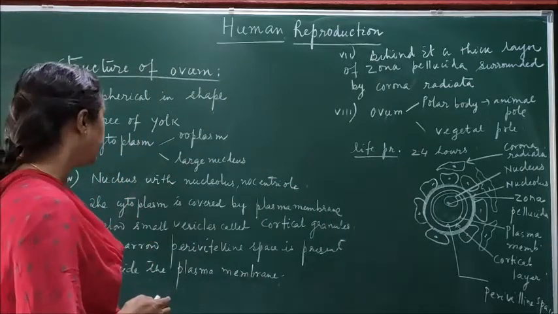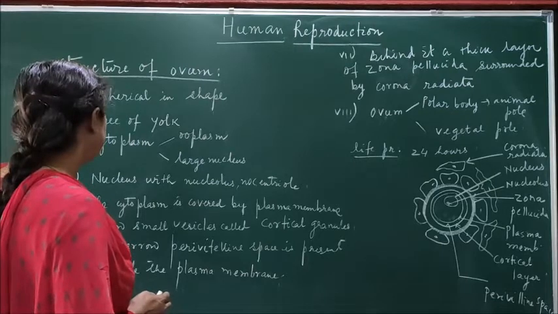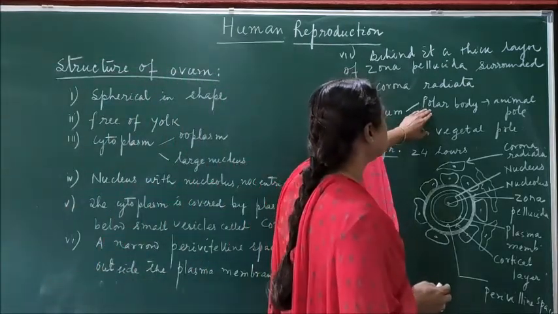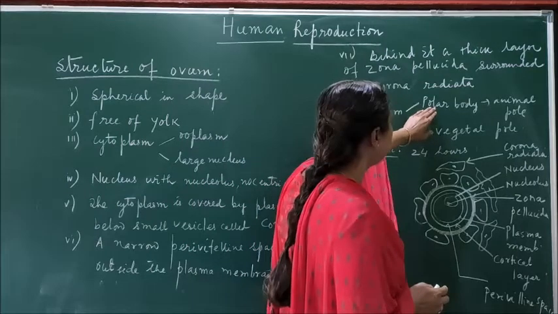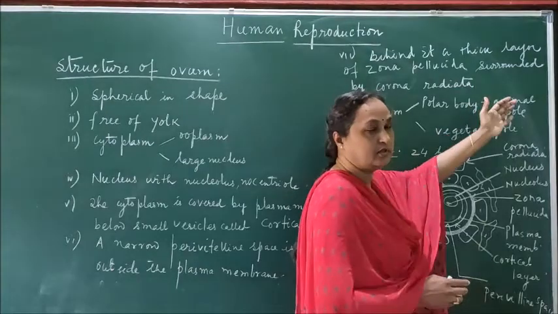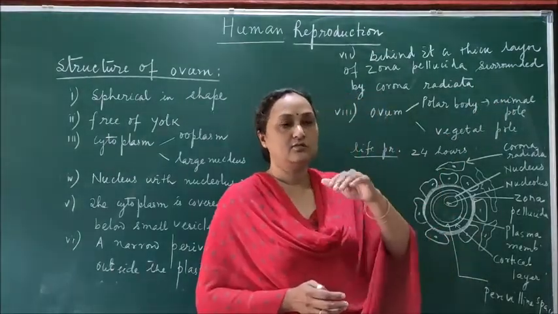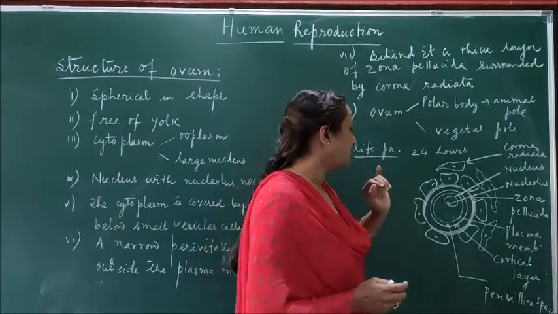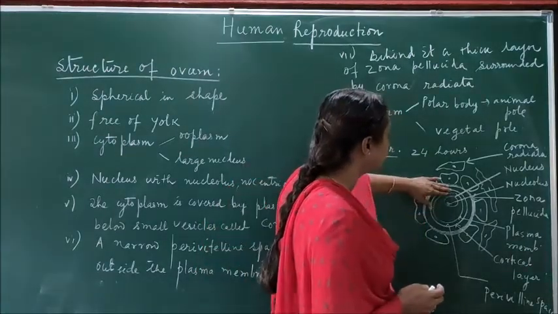There is no centriole. The centriole is absent in the human ovum, and the ovum also has one small polar body. The part where the polar body is present is called the animal pole, because you know that generally there is a north pole and a south pole in the opposite direction. So here also you can find the pole which has the polar body.